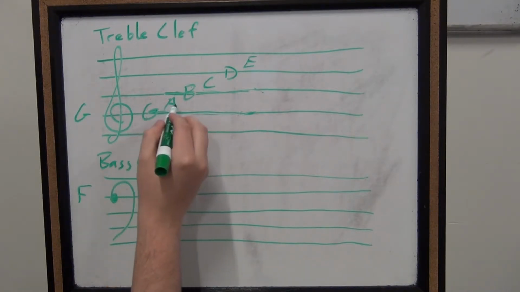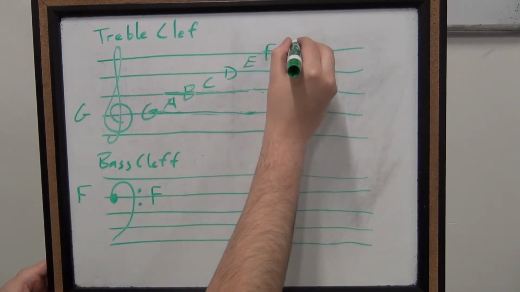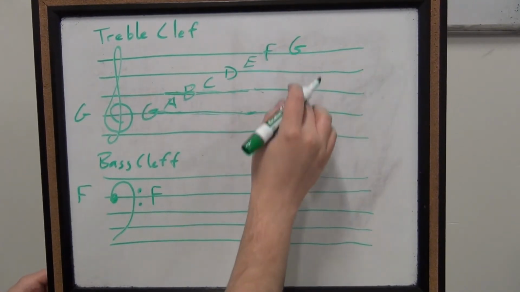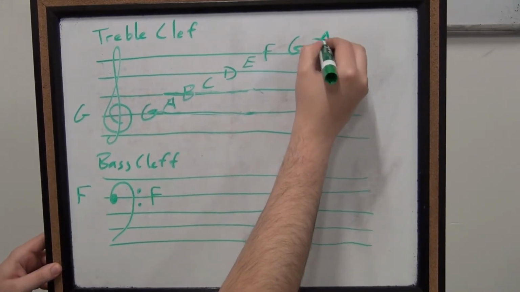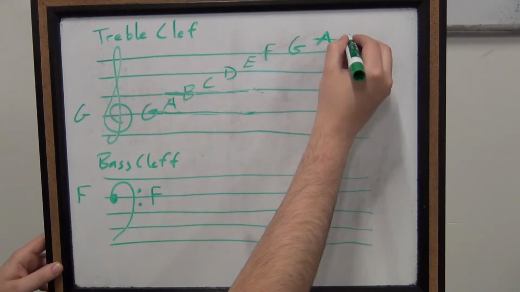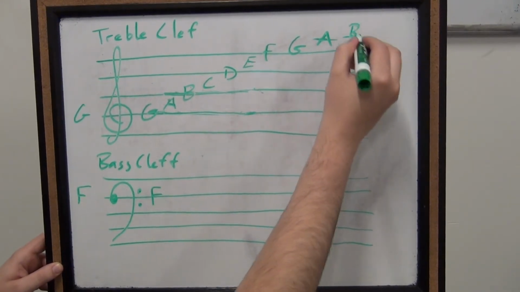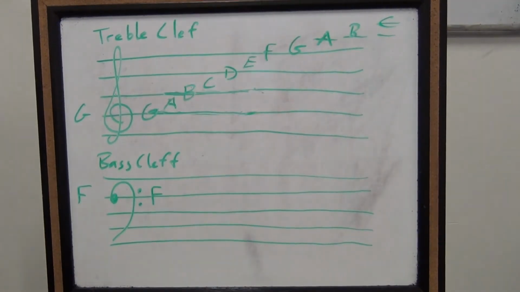Okay, go G, A, B, C, D, E, F. And then once we run out of staff, we get one more freebie. We can write a G sitting on top of it. But then after that, you have to start drawing lines for the notes you're using. So for A, after that, we would draw a line and put it on that line. And then for B after that, we'd sit it on top of that line. And for C after that, we'd draw 2 lines, and you can keep going and going.